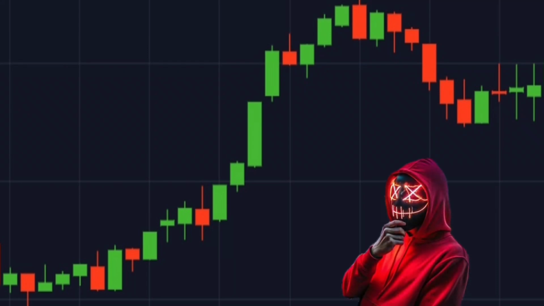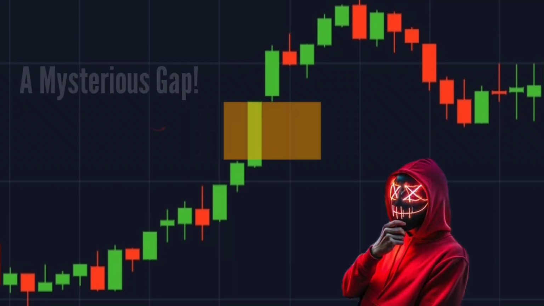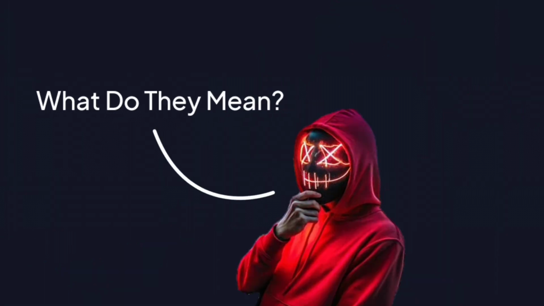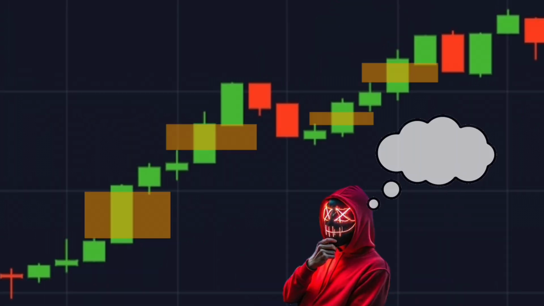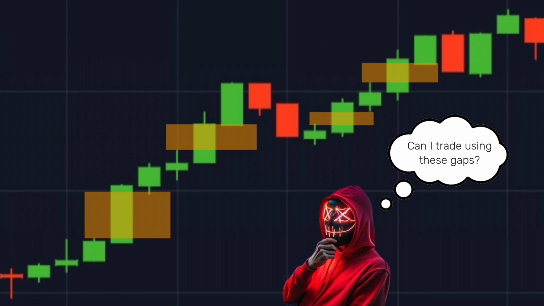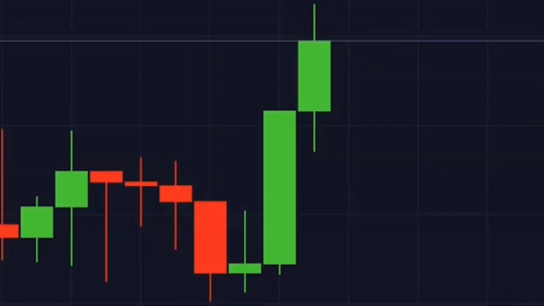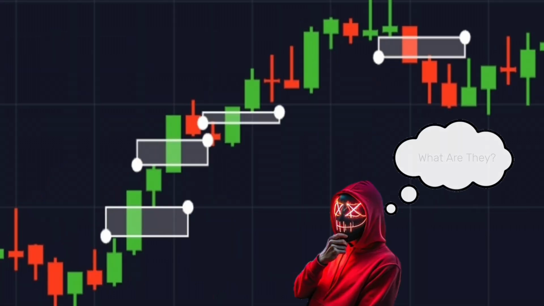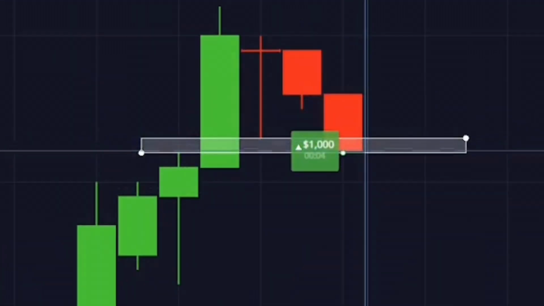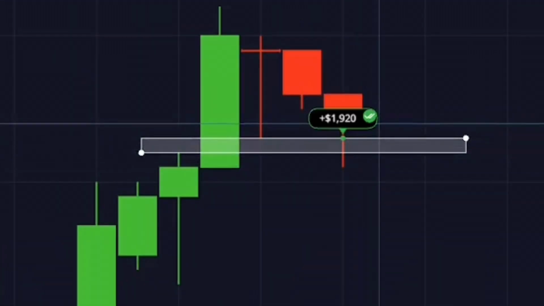As a binary options trader, you've probably found yourself staring at the charts, curious about those mysterious gaps. What do they mean? Why do they exist? And let's be honest, at some point you've likely thought, can I trade using these gaps? In this video, we're going to dive deeper into the concept of fair value gaps, exploring what they are, their significance, and how you can use them to your advantage.